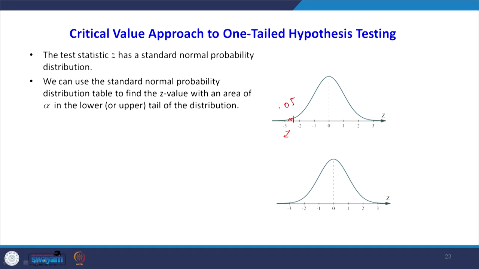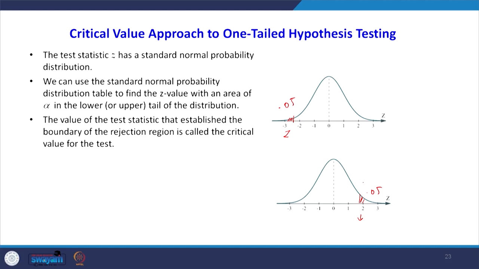This is the lower tail test. For the upper tail test, when alpha equals 0.05, you can find the corresponding Z value. In Python, if you want to know the Z value for this right side upper tail test, you use 1 minus 0.05. For that probability, you find the corresponding Z value.